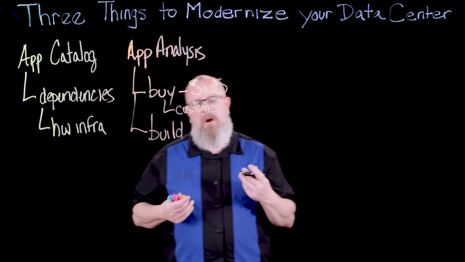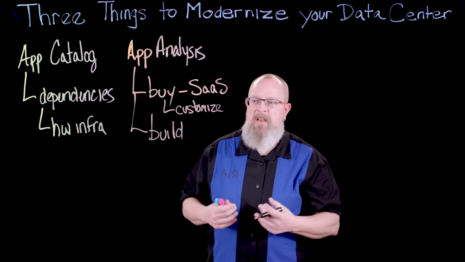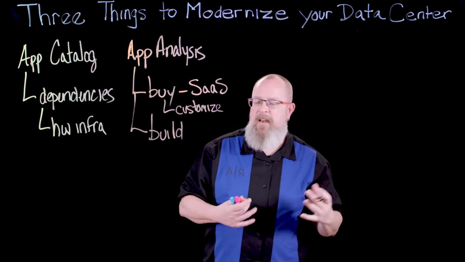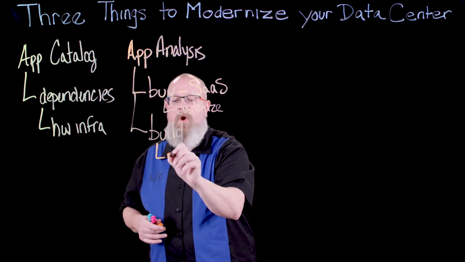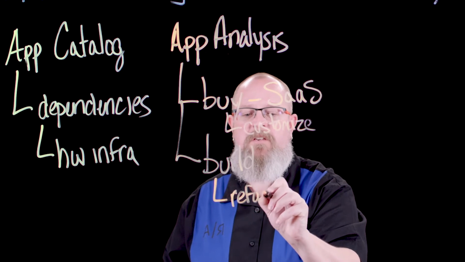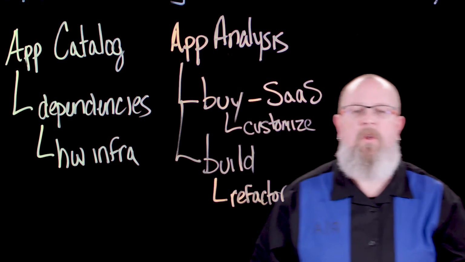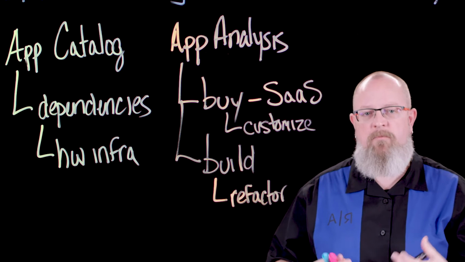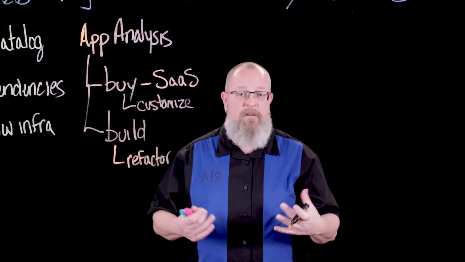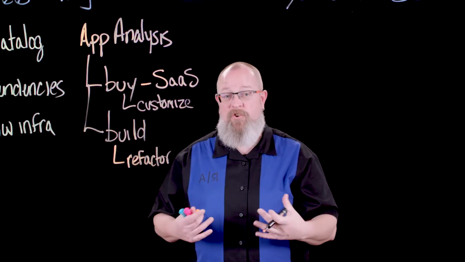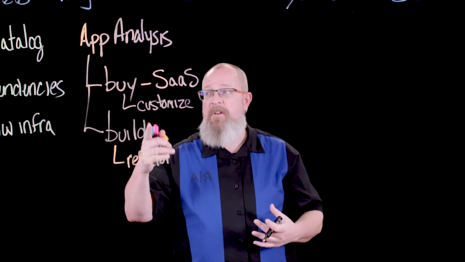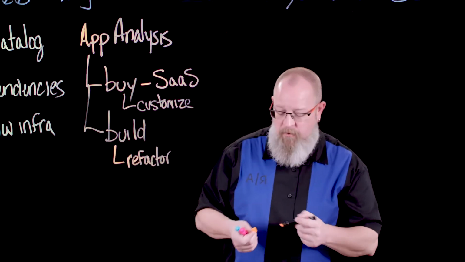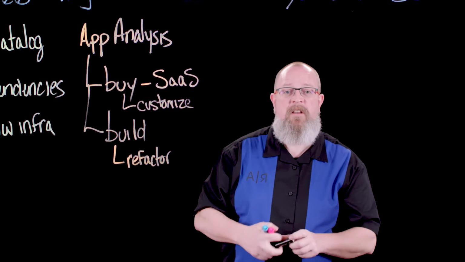Build. If we build our applications, this actually makes path to cloud a lot easier. Why? Because we already have the code, and it should be relatively easier to refactor that code into services that can be consumed on one of the larger corporate clouds like Amazon, Google, Azure, etc. App analysis, app catalog, these are 2 very important things to do to modernize your data center.